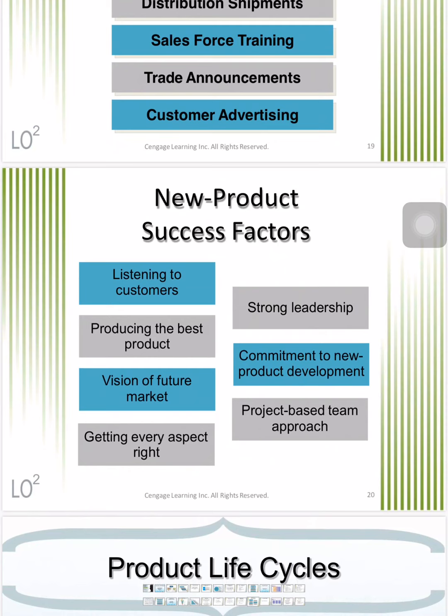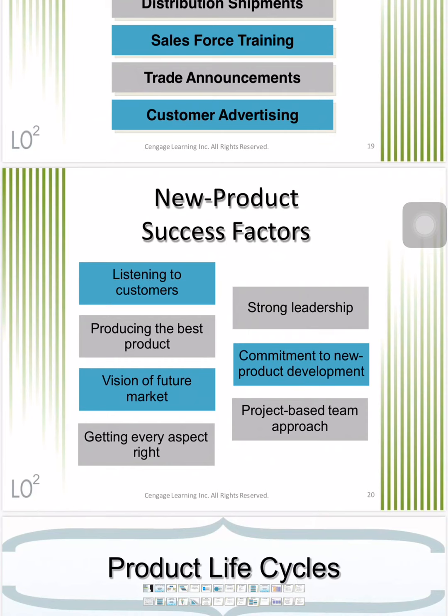And then getting every aspect right of the product development process. This means you have to make sure the product development process is right. Everything must be right, all aspects of the product must be developed in the right way, on the right track.